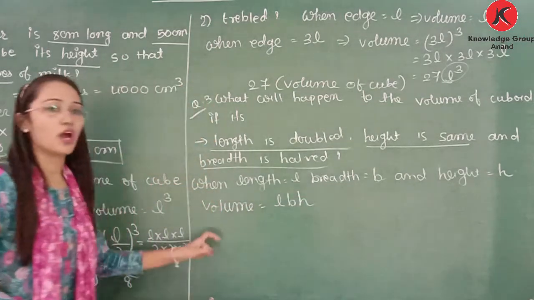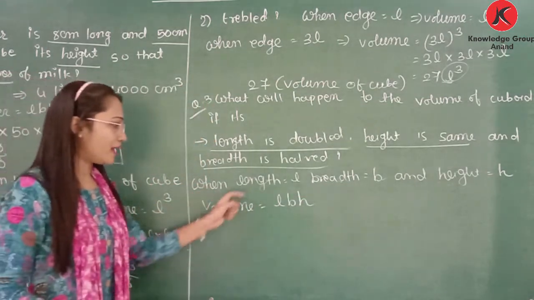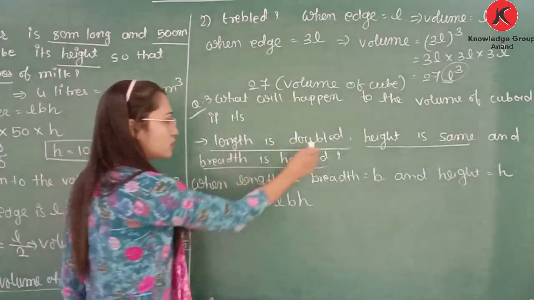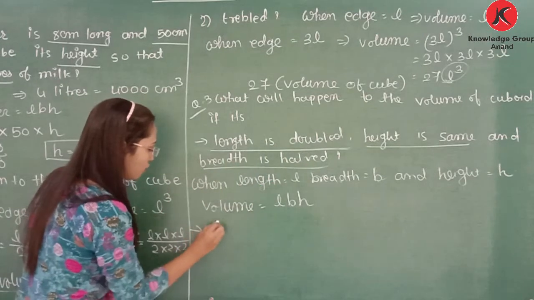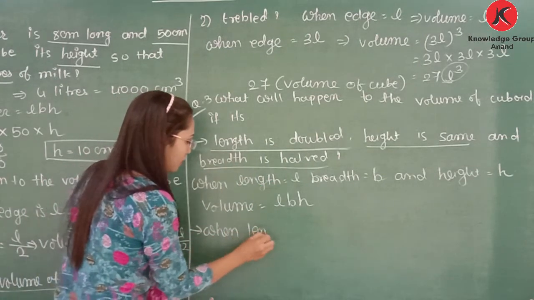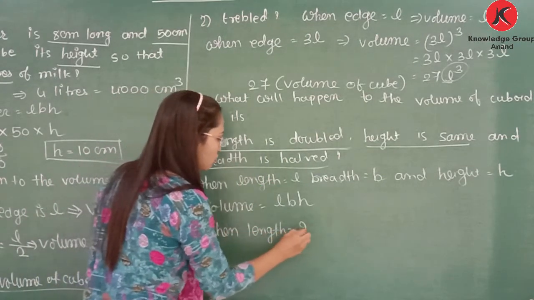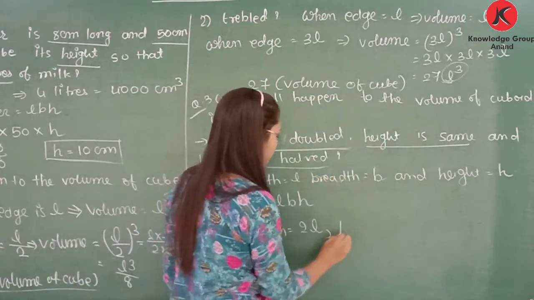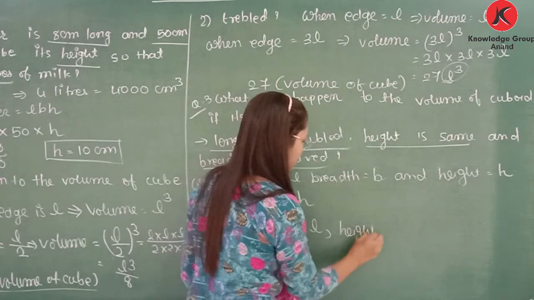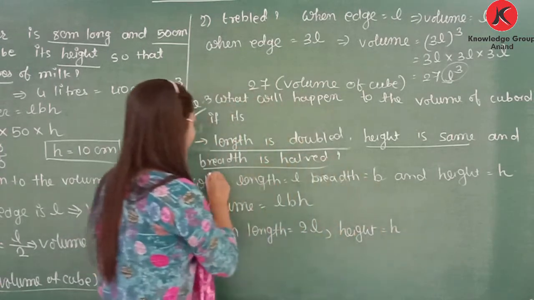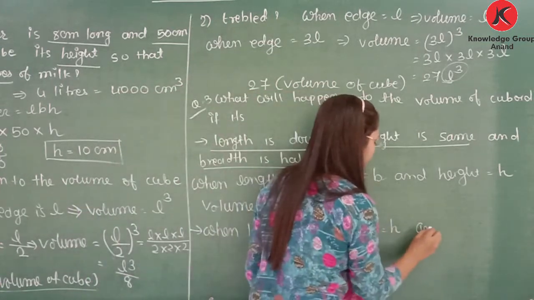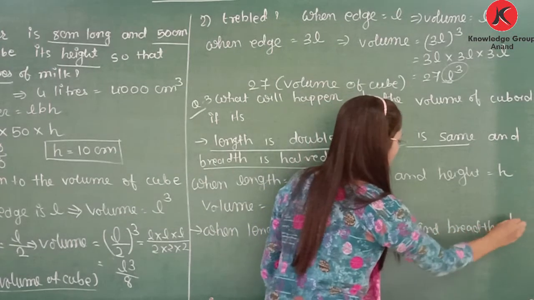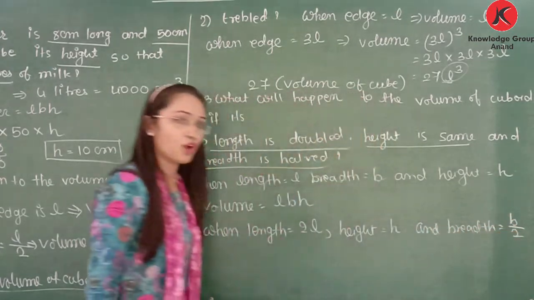LBH. That is the volume of a cuboid when length is L, breadth is B, and height is H. But when length is doubled, it becomes 2L, height is the same, it is H, and breadth will be half. So that is B by 2. So what will be the volume?